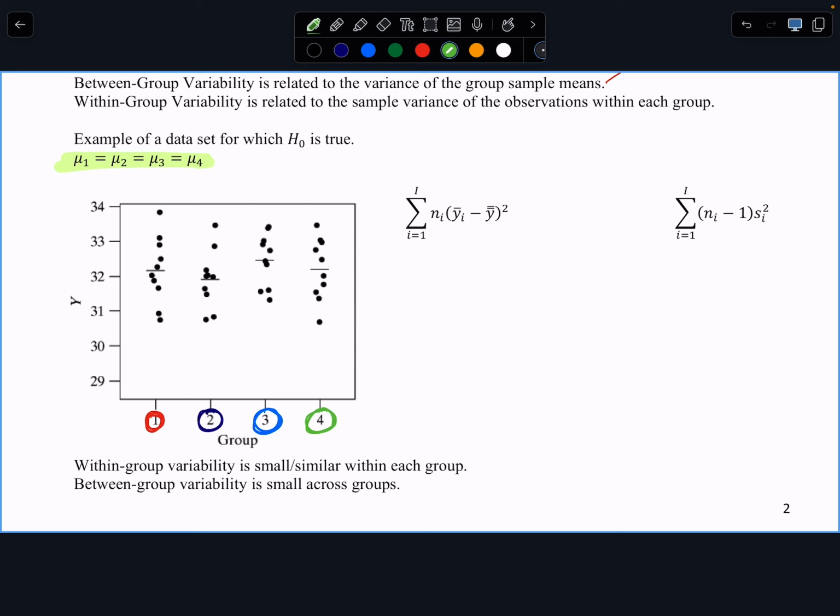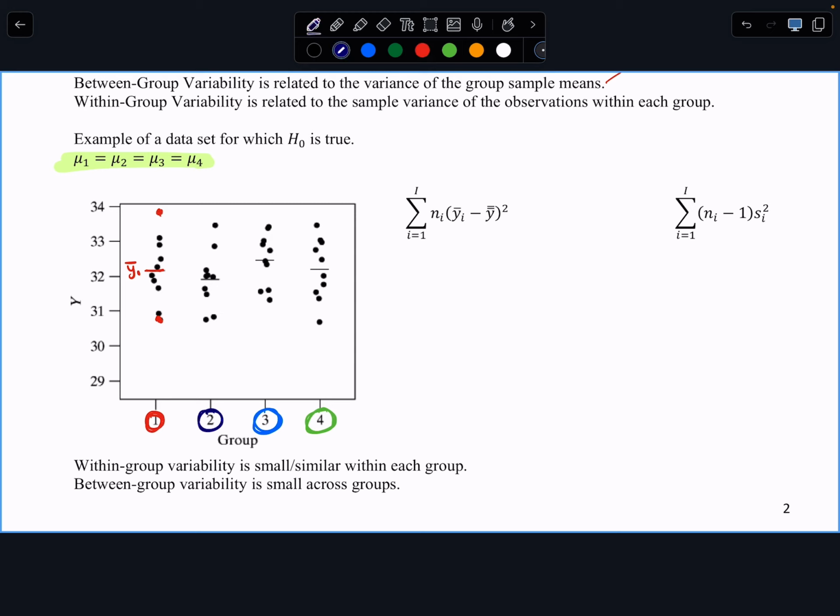The horizontal line segment within each of those groups is your y bar. Notice these values in group 1 range from a little below 31 to almost 34, from 31 to 34, and the sample mean for that group is a little over 32. I'm going to call that y bar sub 1. For group 2, it has the same or a very similar spread.